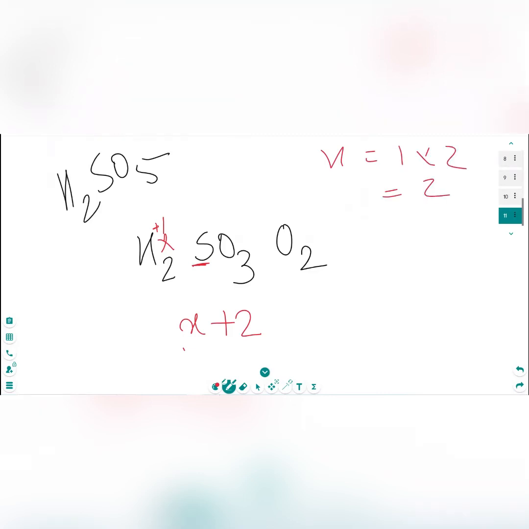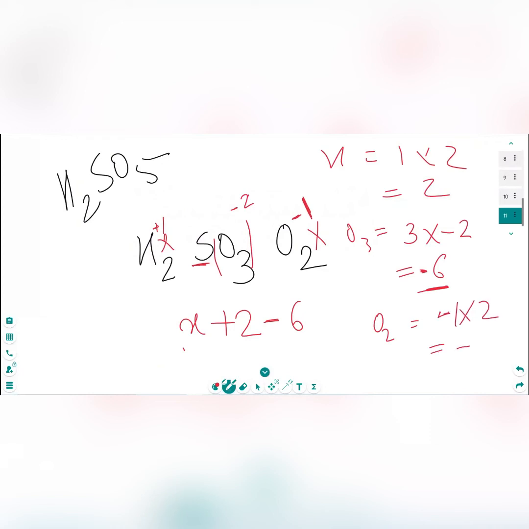Now see this one. This is in which form? -2. So 3 into -2 will be -6. Correct? Oxygen, the O3 oxygen, is in which form? In the normal oxygen form, that is -6. Now, when I talk about this oxygen, I told you it is in which form? Peroxide form, -1. So what am I doing? 2 into -1, which is equal to -2. Then these two get cancelled and you get x equal to 6. This is what is happening here.